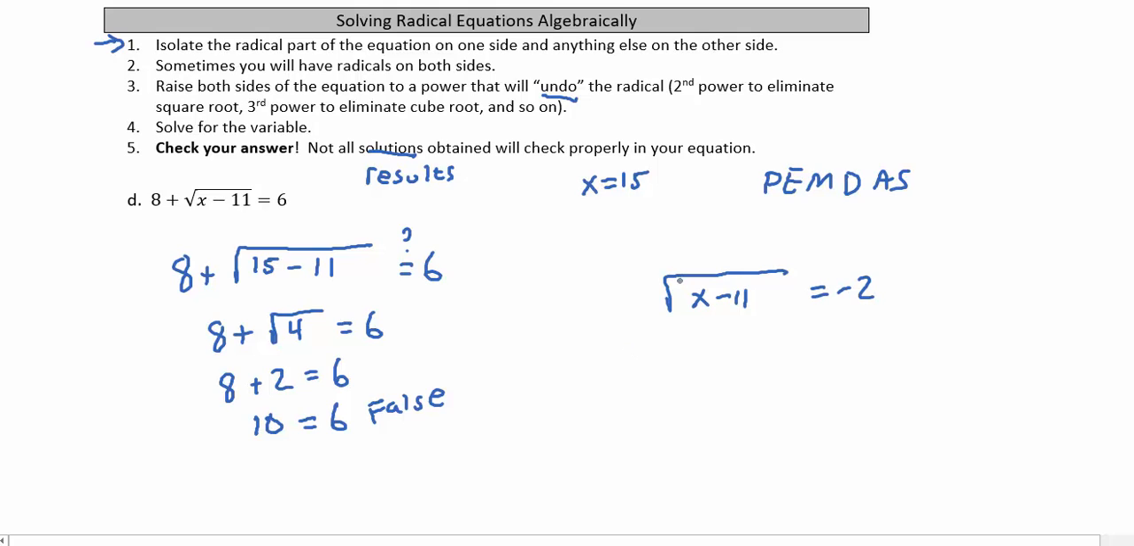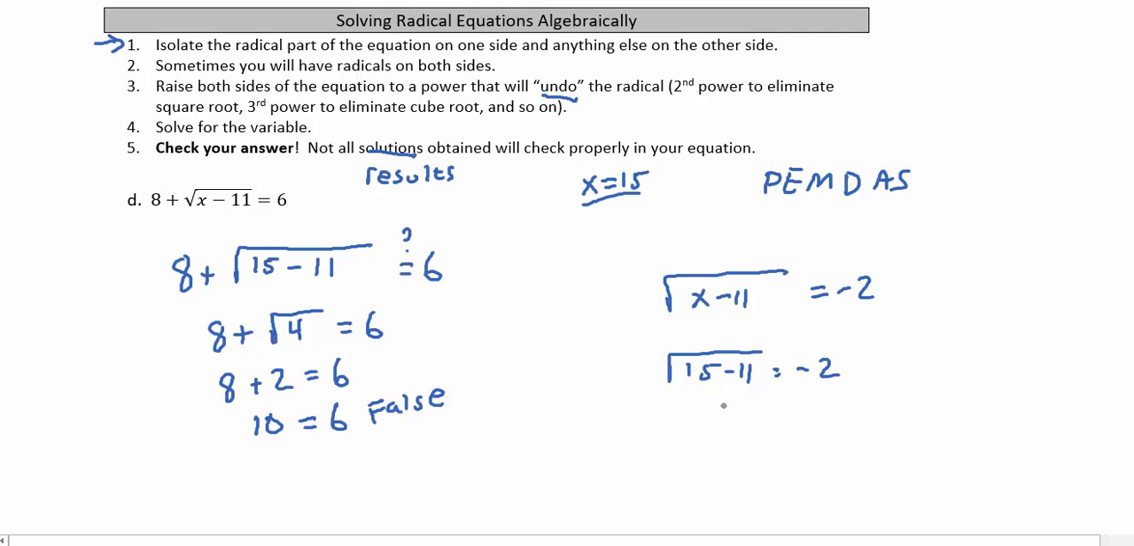And I noticed that if you back the video up, we had a step that looked like this. In fact, this is what we got when we simply subtracted the 8 over. 6 subtract 8 is negative 2. If you look at this statement and plug in our proposed solution of 15 and investigate what happens, you'll see what went wrong in this process.